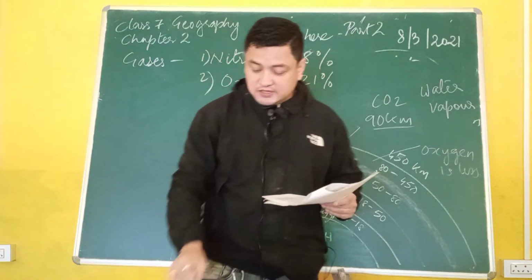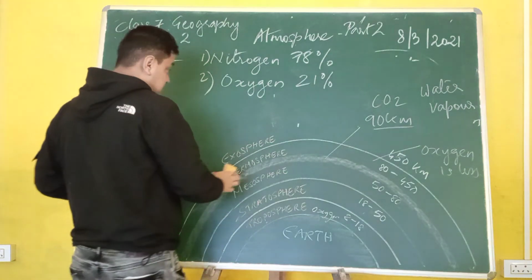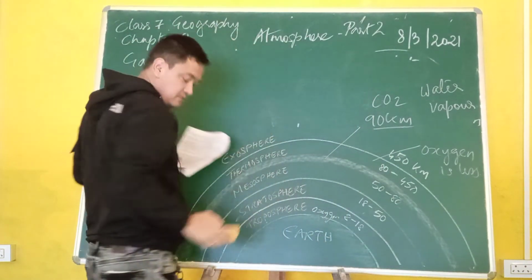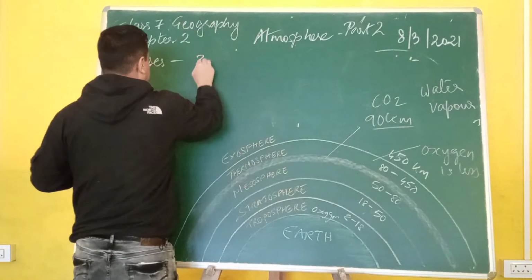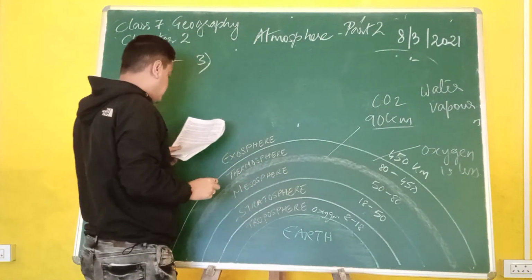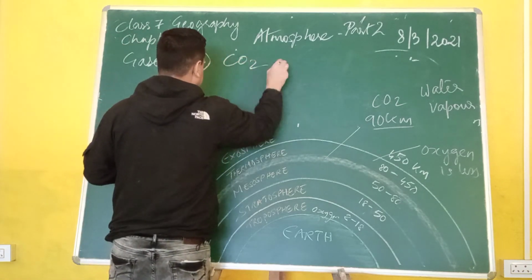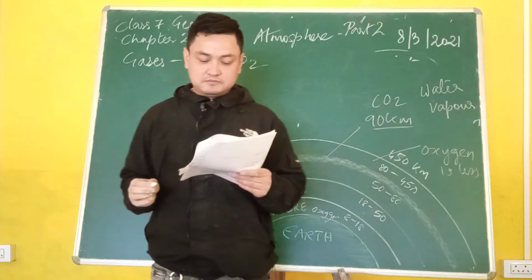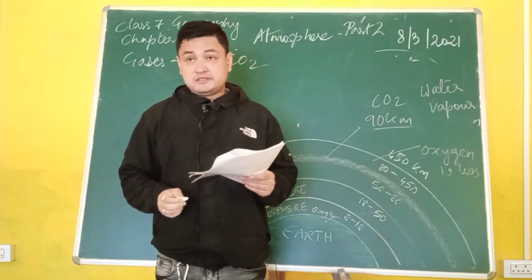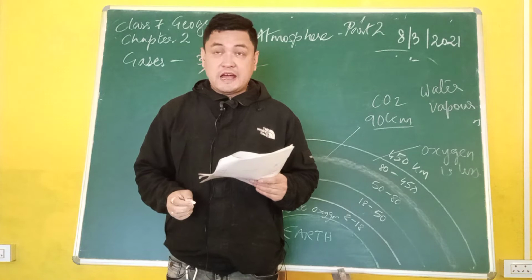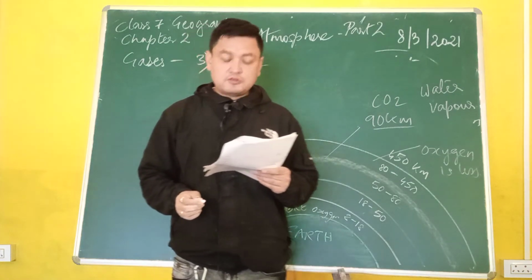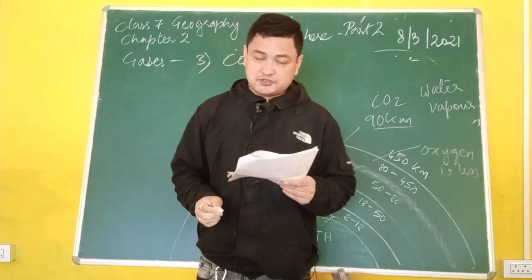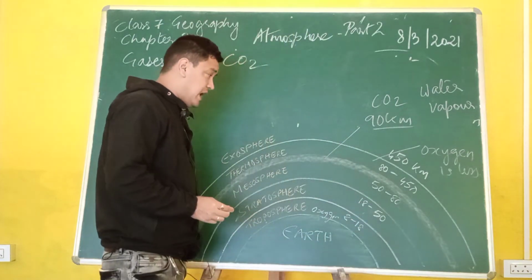Now we are doing the third gas, which is carbon dioxide, CO2. It is a very important gas because it is transparent to the incoming solar radiation but opaque to the outgoing terrestrial radiation.